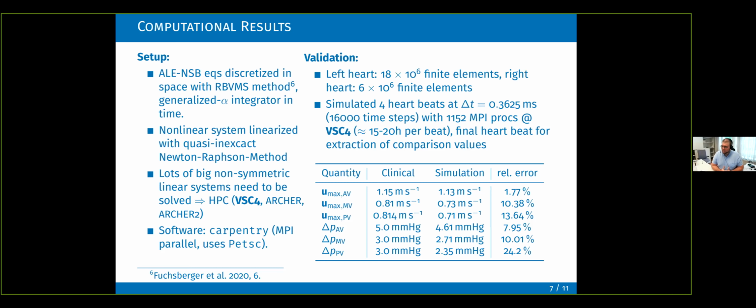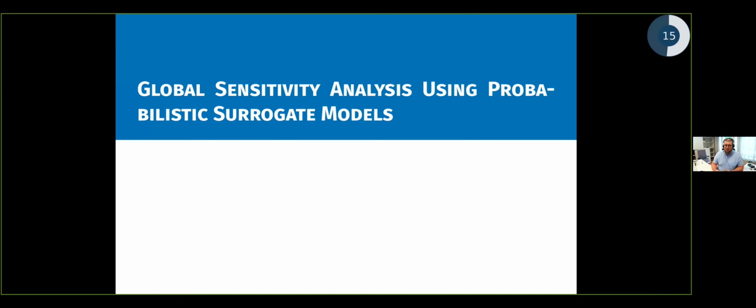So these delta P's are like mean gradients, mean pressure drops over the valve, and the Umax is basically the maximum velocity magnitude over the valve region. So this is compared with clinical measurements to our simulation. Okay. So now that we made a heartbeat from this particular patient, the question is, how sensitive is our model?